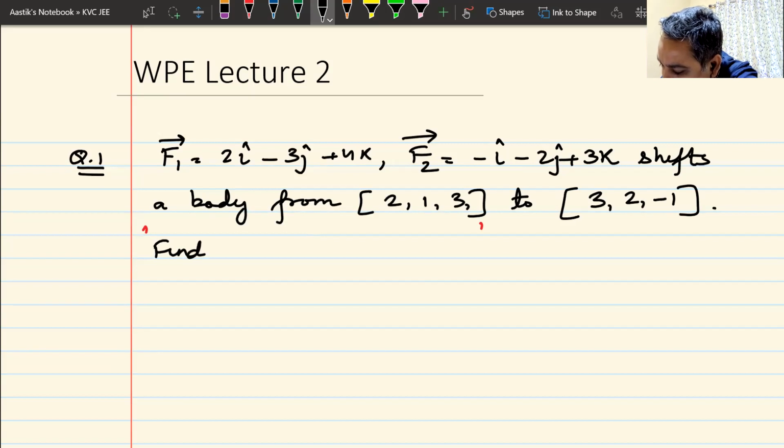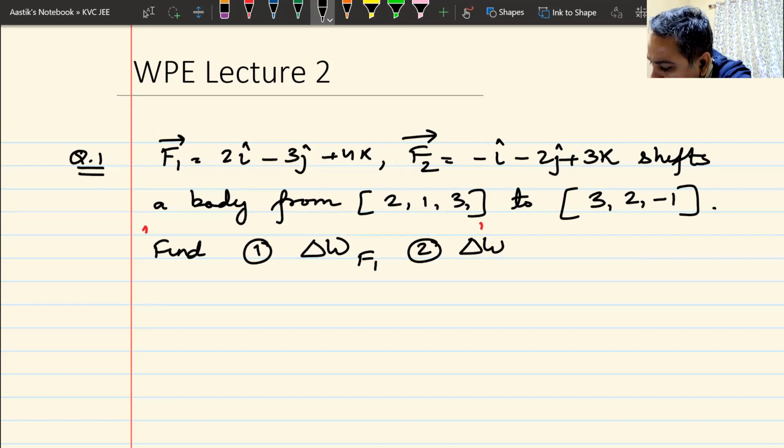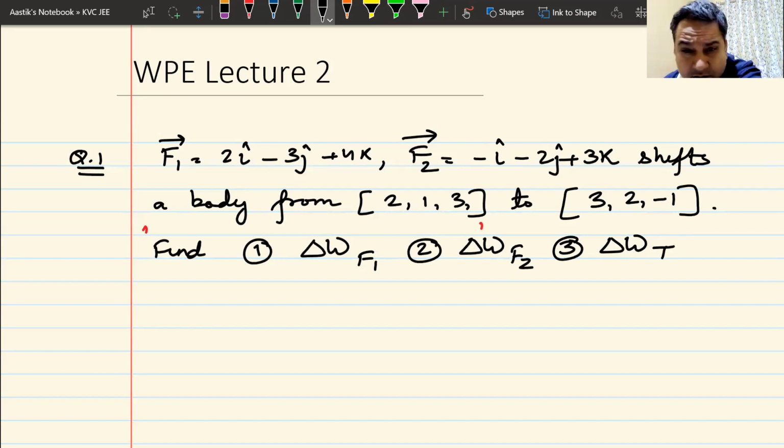Find number 1, work done by force F1. Number 2, work done by force F2. Number 3, total work done. Total work done means work done by all the forces combined. Your time starts now.